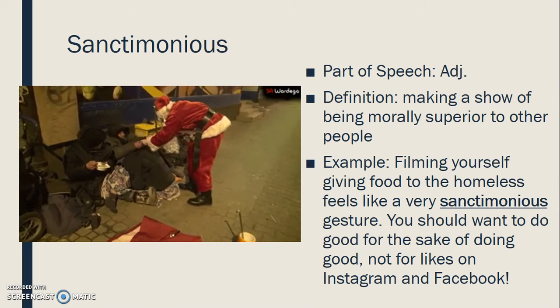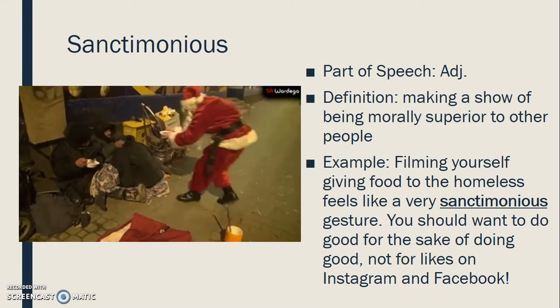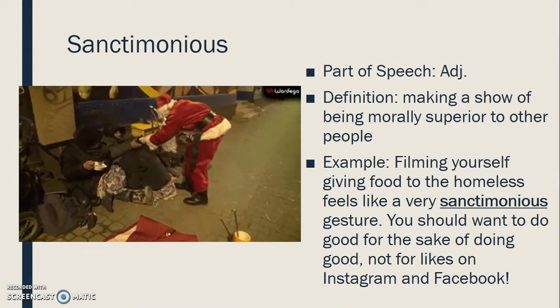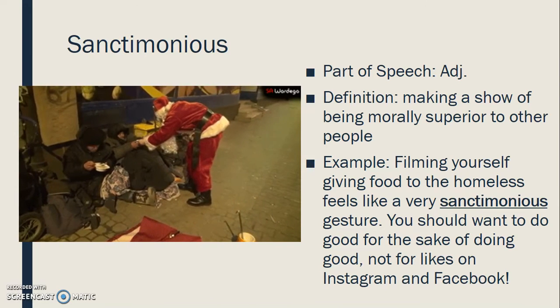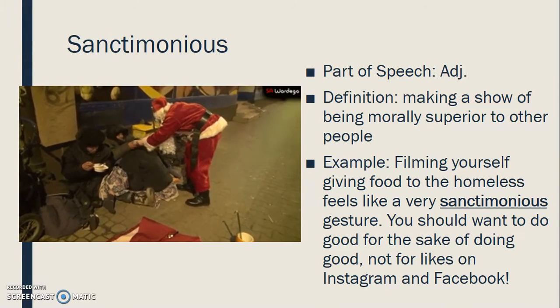Our first word is sanctimonious. Sanctimonious is an adjective. The definition is making a show of being morally superior to other people. So for example, filming yourself giving food to the homeless feels like a very sanctimonious gesture. You should want to do good for the sake of doing good, not for the likes on Instagram and Facebook.